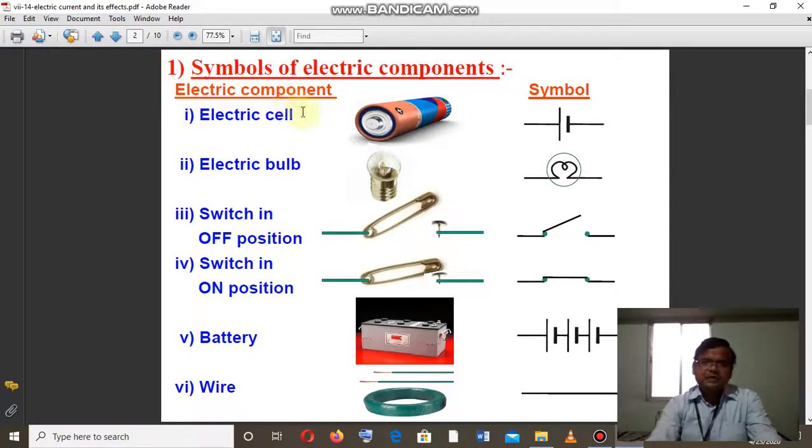The electric components are electric cell, the symbol, electric bulb, this is the symbol, switch in off position, this is the symbol, switch in on position, this is the symbol, this is the battery, this is the symbol, and the wire, this is the symbol.